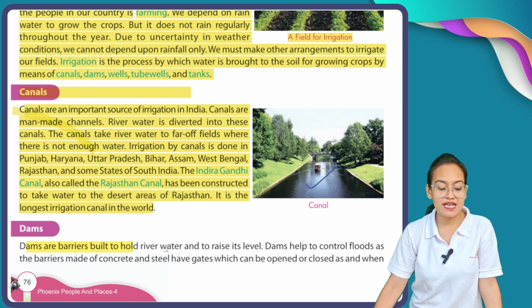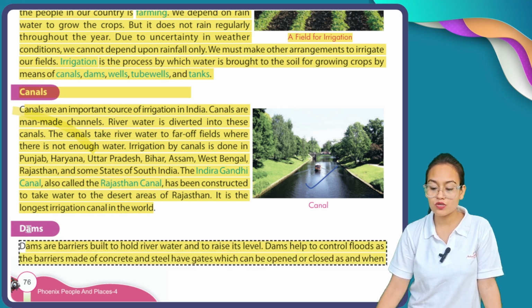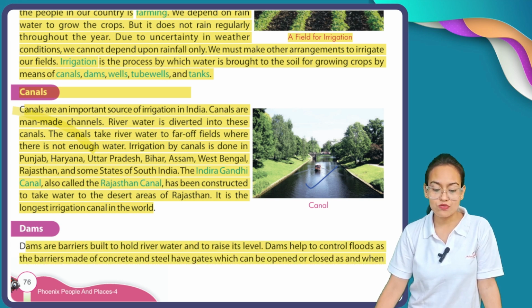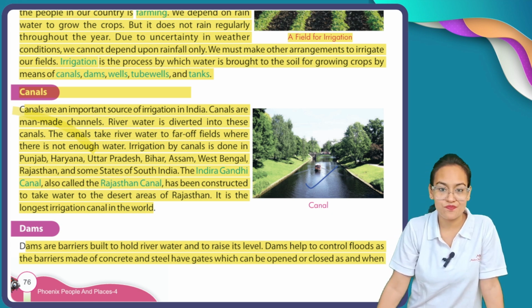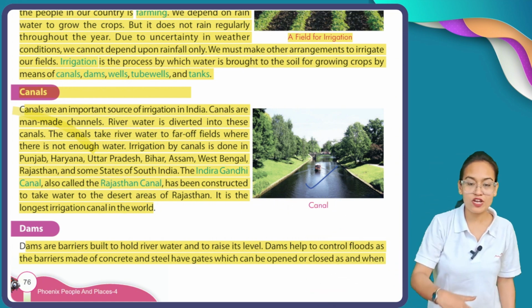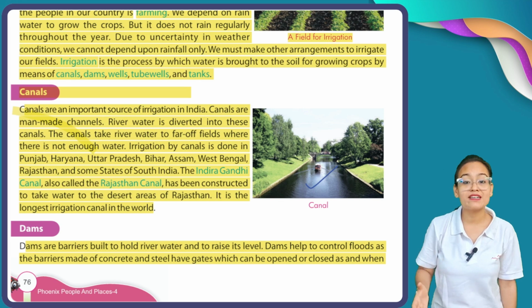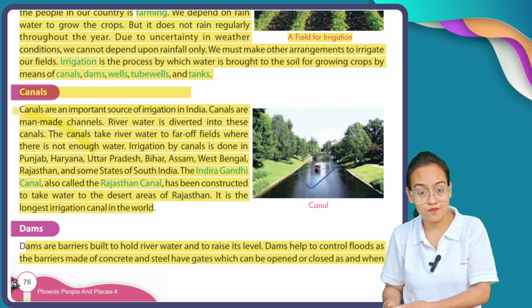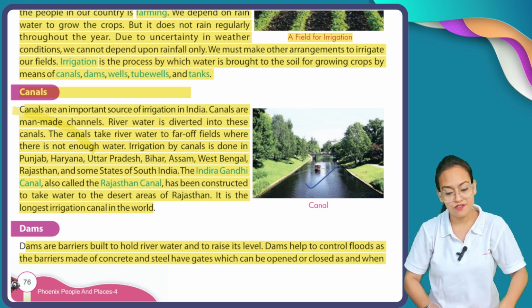See, dams are barriers built to hold river water to raise its level. And what is the meaning of dams? Actually, dams act as barriers. If a river is flowing, we construct dams in between them. By constructing them, we create a barrier in the flow of rivers.